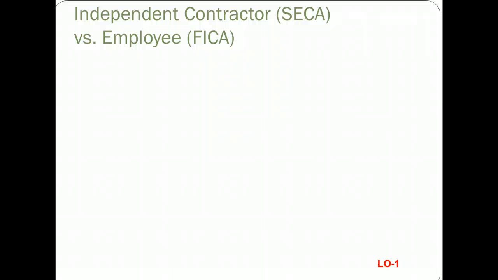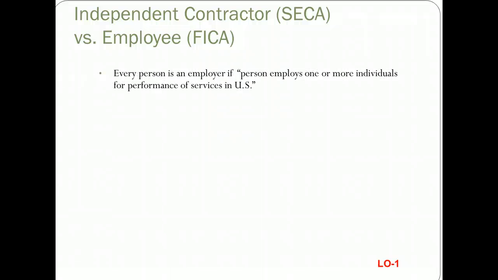So the big question: independent contractor versus employee. Because if you're an independent contractor, you're subject to the self-employment tax, and if you're an employee, it's FICA. Every person is an employer if the person employs one or more individuals for performance of services in the U.S. For intents of this definition, person includes trust, estates, individual, partnership, or corporation. So we could say a corporation employs.